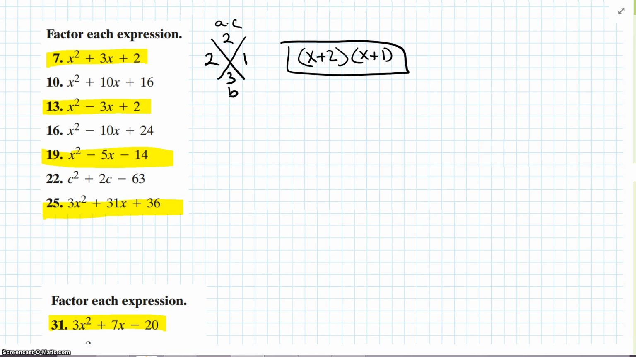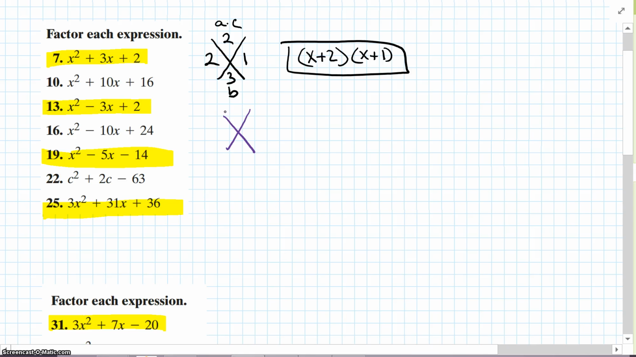All right, number 13. Okay, our a times c value is 2. Our b value is negative 3. So a positive number up top, negative number at bottom tells me both of our factors have to be negative. They have to be a product of 2 and a sum of negative 3. So negative 2, negative 1. Again, our a value is 1, so we can just write x minus 2 times x minus 1.